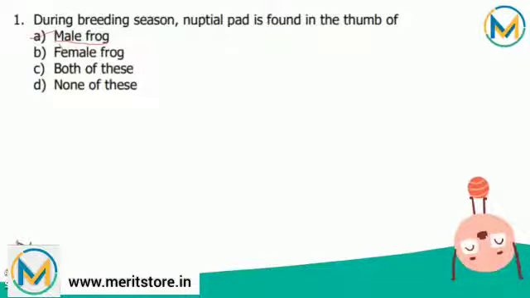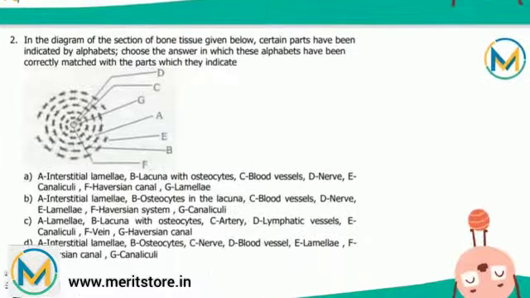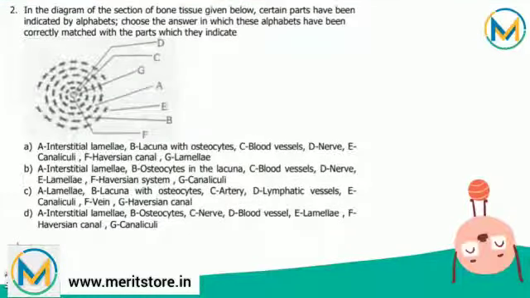Looking toward the next question. In the diagram of the section of bone tissues given below, certain parts have been indicated by alphabets. Choose the answer in which alphabets have been correctly matched with the parts which they indicate. So human compact bone is composed of parallel columns made up of concentric bony layers called lamellae organized around channels containing blood vessels, lymph vessels and nerve.